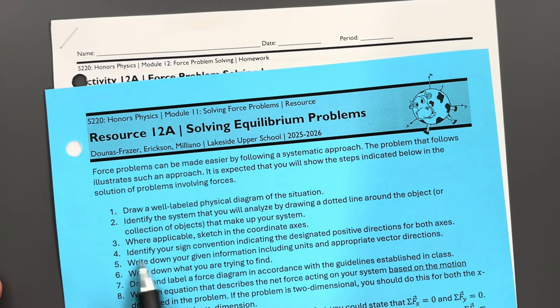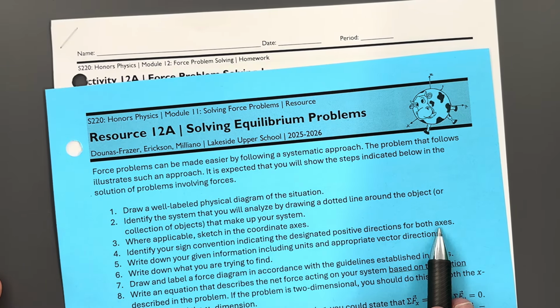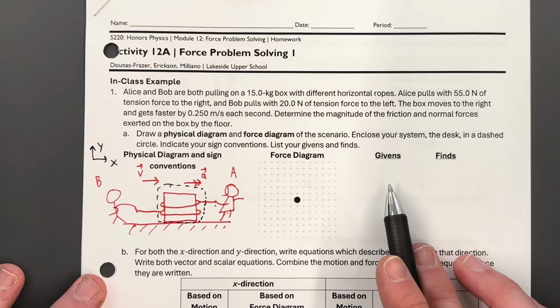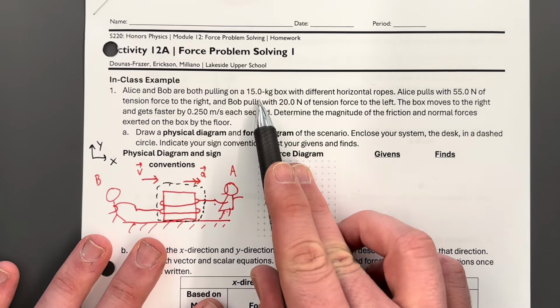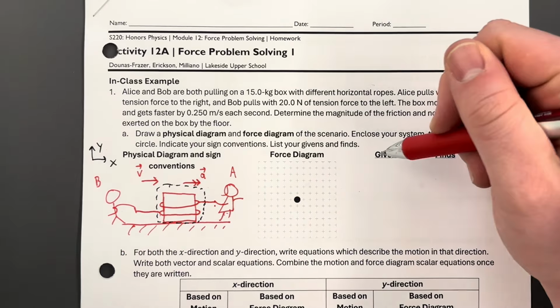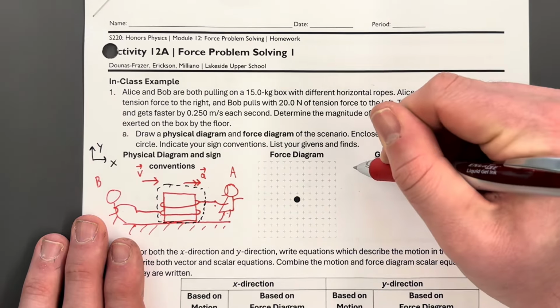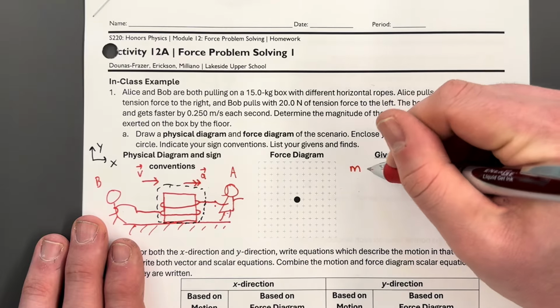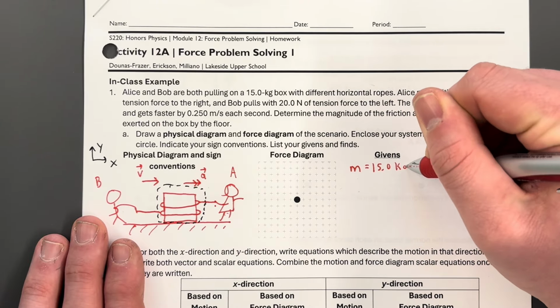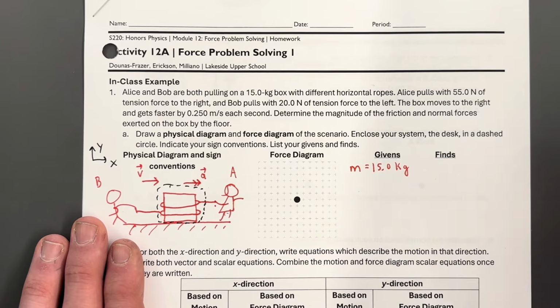Sketch your coordinate axes and identify your sign conventions, indicating the designated positive directions on each axis. Done, did that. Number 5, write down your given information, including units and appropriate vector directions. All right, so write down everything that I'm given in a list here. I know the mass of this box is 15.0 kilograms. I'm gonna write all of my givens as some variable, I'll choose m, equals whatever number it has, 15.0, and in whatever units, kilograms.